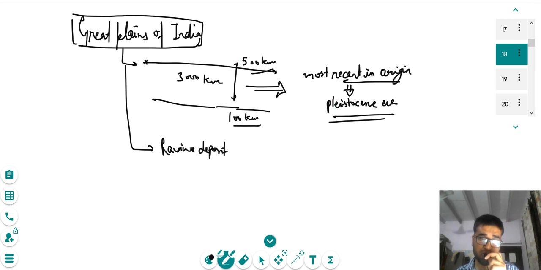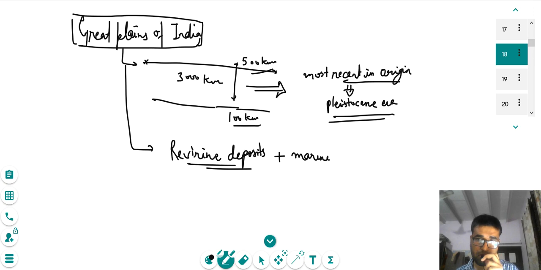Along with the riverine deposits, not ravine, riverine deposits, the deposits which are brought by the rivers, but along with riverine deposits, they also have marine deposits. Right, and we will see how they are both segregated, both riverine deposits and the marine deposits, right? And there are theories to explain the formation of the Great Plains, right?